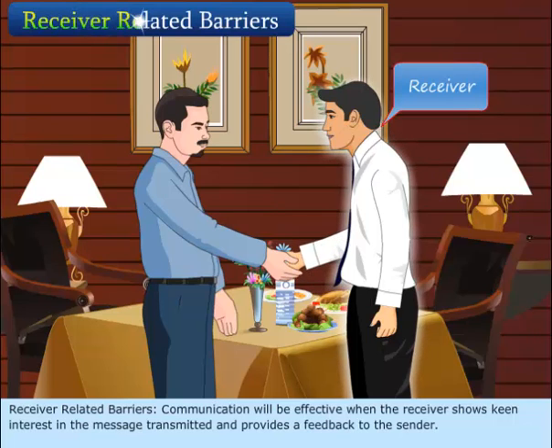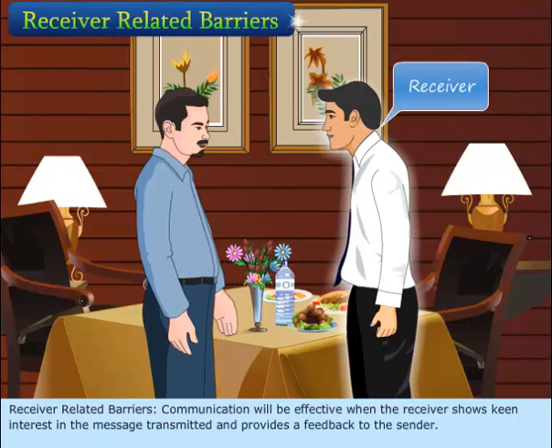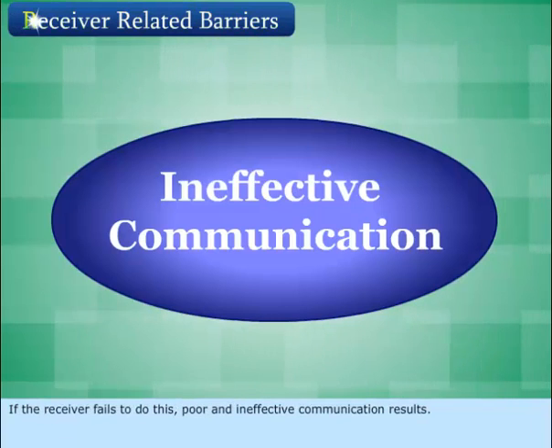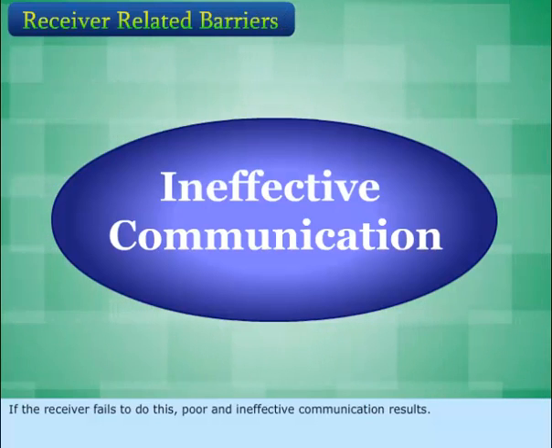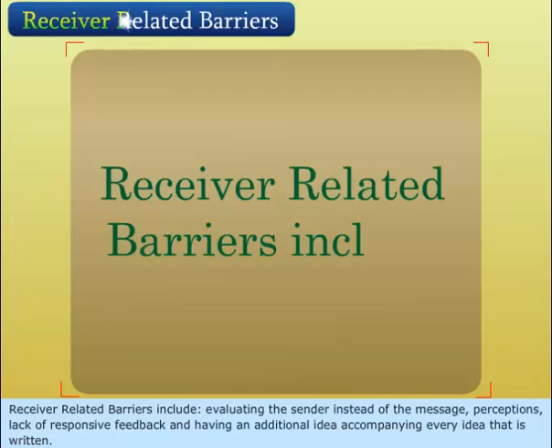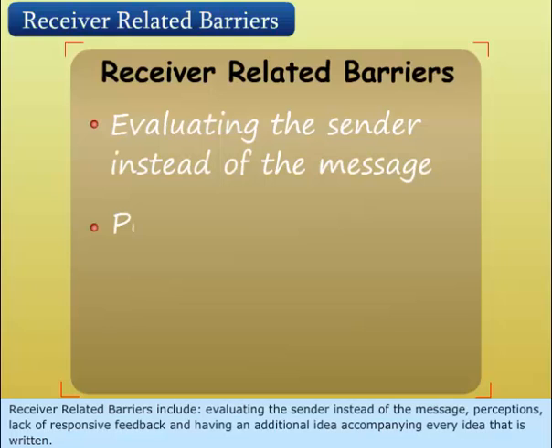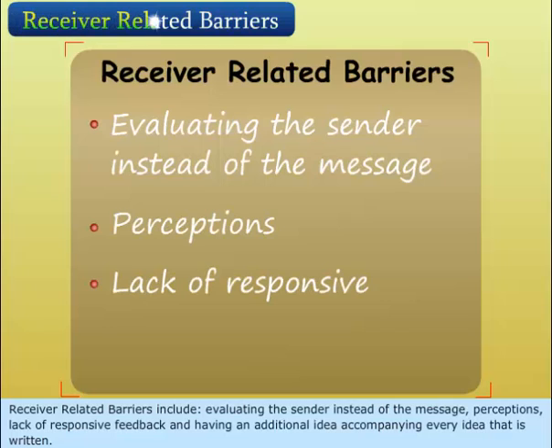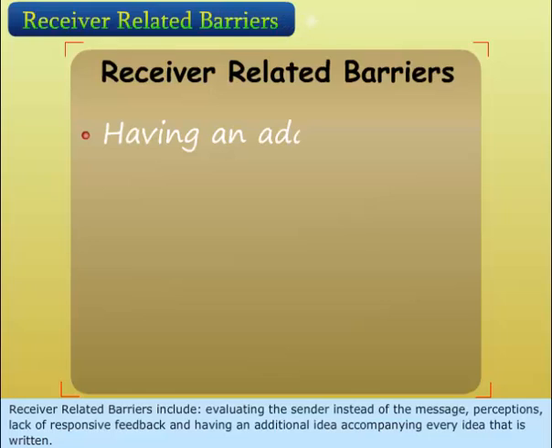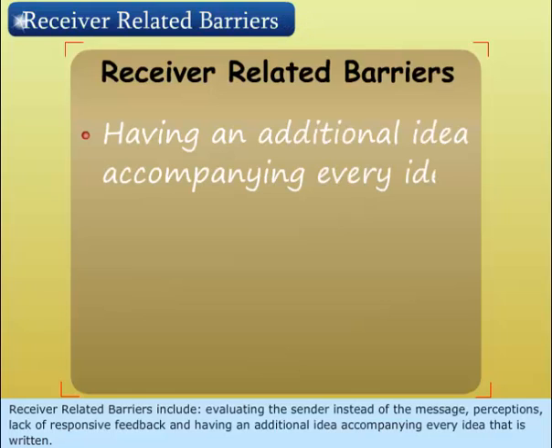Receiver-related barriers. Communication will be effective when the receiver shows keen interest in the message transmitted and provides a feedback to the sender. If the receiver fails to do this, poor and ineffective communication results. Receiver-related barriers include evaluating the sender instead of the message, perceptions, lack of responsive feedback, and having an additional idea accompanying every idea that is written.